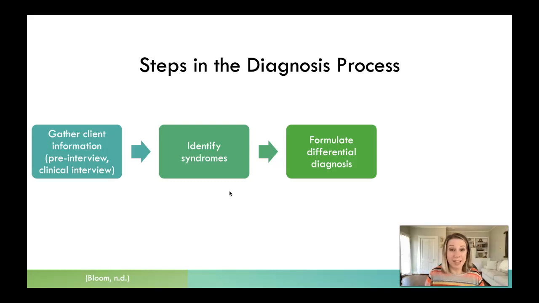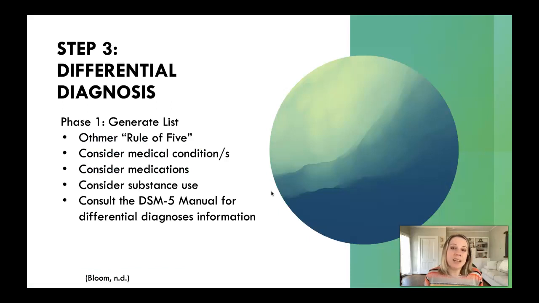So now we've arrived at step 3, formulate a differential diagnosis. A differential diagnosis is a list of all possible diagnoses with criteria symptom sets that include one or more of the client's symptoms. When generating a list of potential diagnoses, it can be helpful to follow the Othmer rule of 5. So what are 5 diagnoses that might fit? We can usually come up with a couple of potential diagnoses without thinking much about it, but having to come up with 5 forces us to expand our thinking.